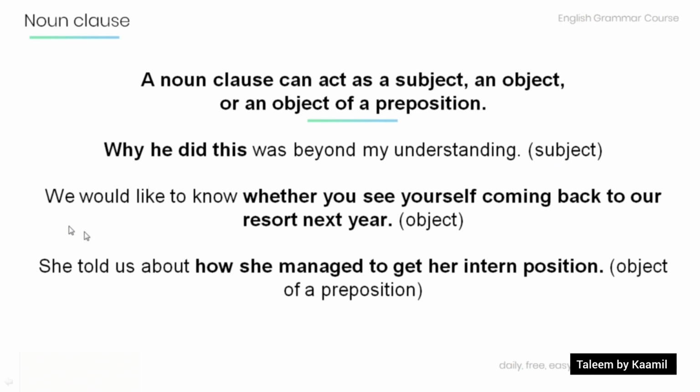And in this sentence, we would like to know whether you see yourself coming back to our resort next year. The noun clause, whether you see yourself coming back to our resort next year, acts as the object of the sentence. She told us about how she managed to get her intern position. The noun clause in the sentence, how she managed to get her intern position, acts as the object of a preposition.